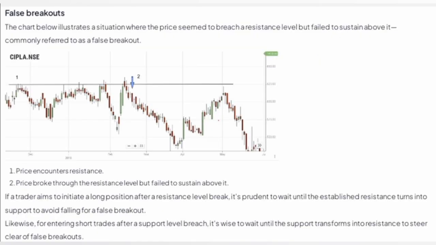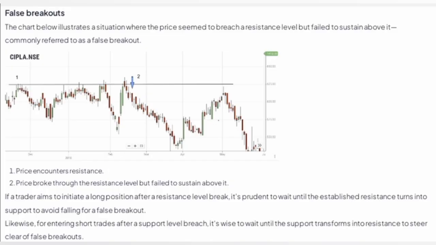False breakouts. The chart below illustrates a situation where the price seemed to breach a resistance level but failed to sustain above it, commonly referred to as a false breakout. Resistance area. Price encounters resistance. Price broke through the resistance level but failed to sustain above it.